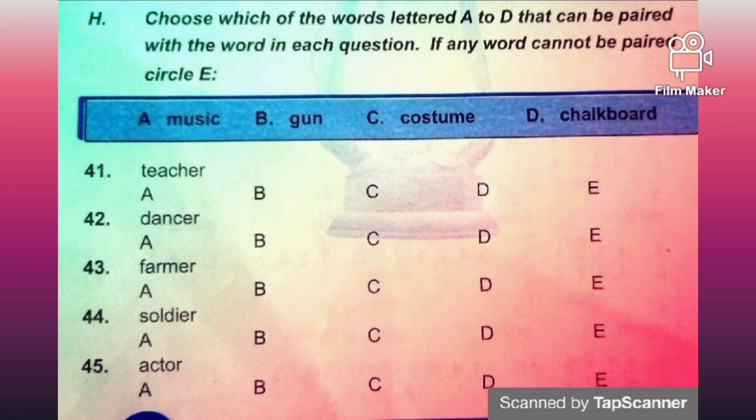Okay, so let's quickly do 43 before we call it a day. We have farmer. Farmer music, no. Farmer gun, no. Costume, no. Chalkboard, no. So there's nothing related to farmer among the options. So we will circle E. Do you understand that? Good.